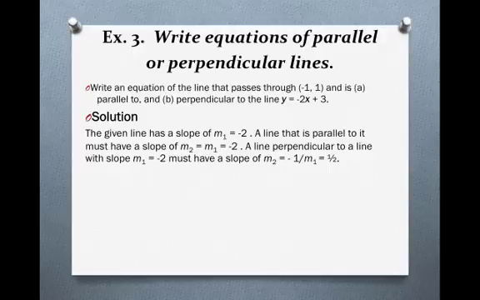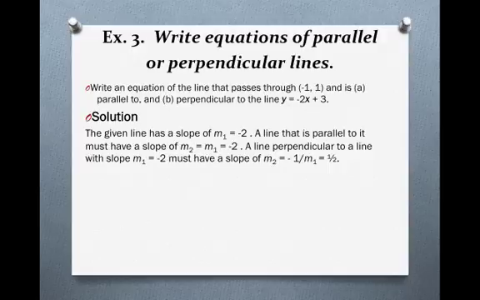Alright, we're going to write an equation of the line that passes through (-1, 1) and is A, parallel to, and B, perpendicular to the line y = -2x + 3. So for the solution, the given line has a slope m1, that's your reference line, of -2. A line that is parallel to it must have the same slope. So m2, the slope of the line we're looking for, equals m1 equals -2. They have to be the same.